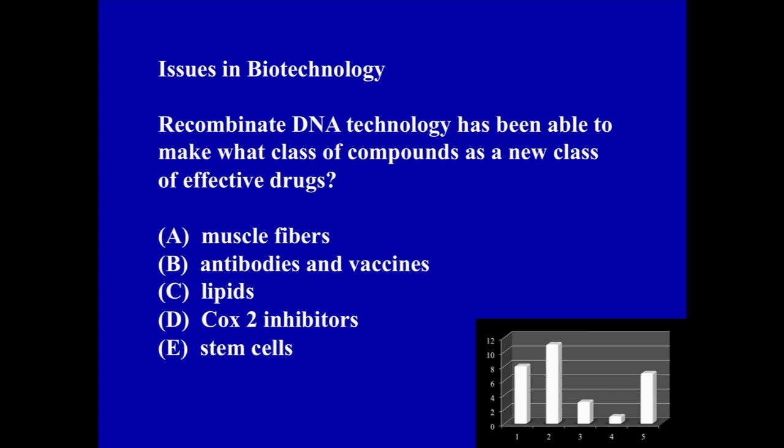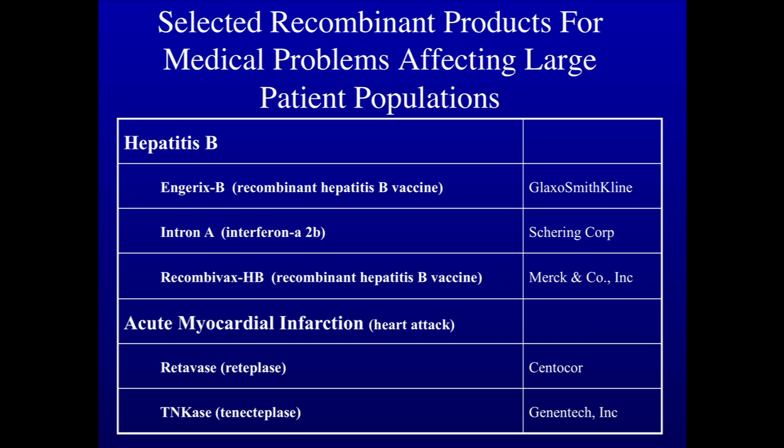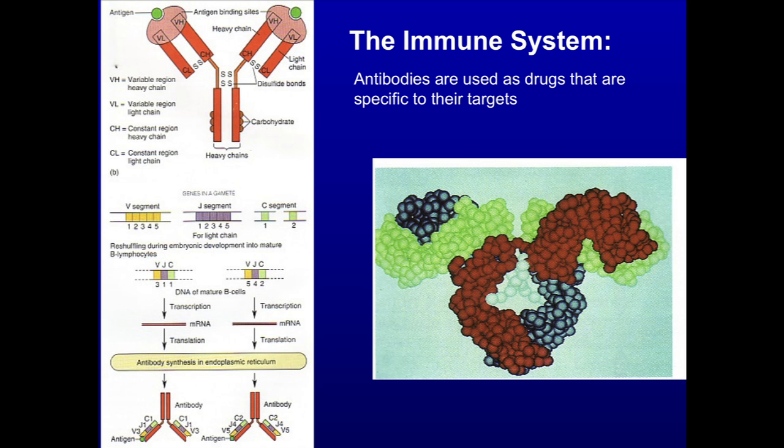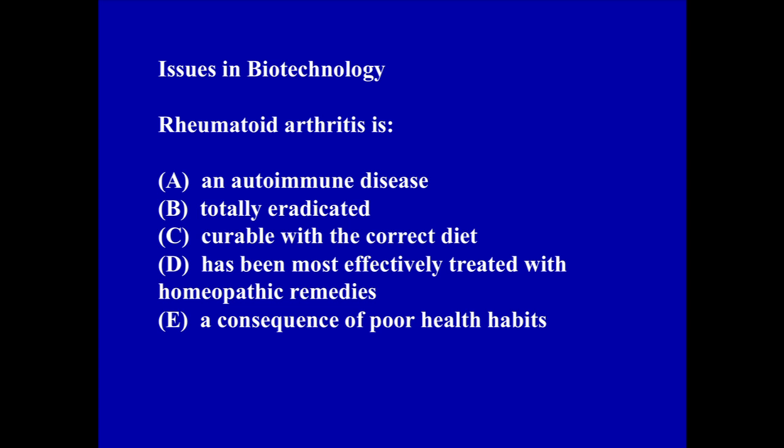Other companies have gotten into the recombinant DNA drug development pipeline. So antibodies and vaccines can now be readily developed through recombinant DNA technologies. Here are some examples of recombinant DNA drugs to treat hepatitis B and acute myocardial infarctions, that is heart attacks. So the immune system is a very versatile tool to generate new drugs. And rheumatoid arthritis, as an autoimmune disease, can be treated in this way by generating antibody-based drugs.